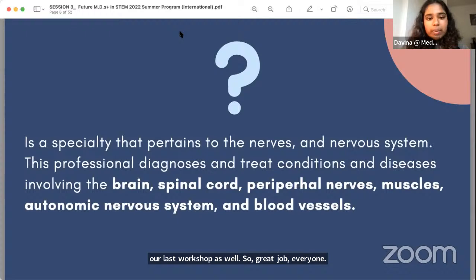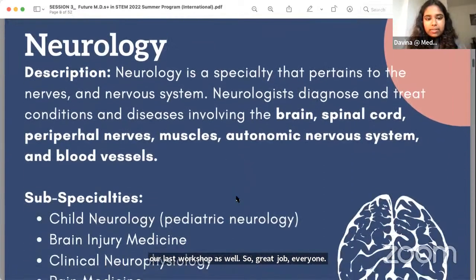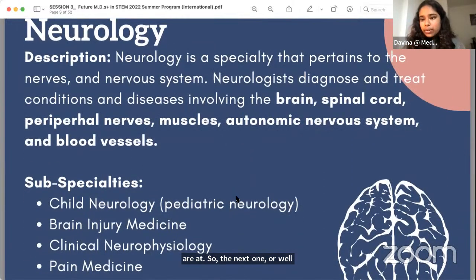Alrighty. So the next one, or we'll talk about neurology first, and then we'll go into our next little race. But again, we talked about neurology at our last workshop as well. It's just a specialty that is referring to specialists that diagnose and work with patients that have diseases or conditions involving their brain, spinal cord, etc.